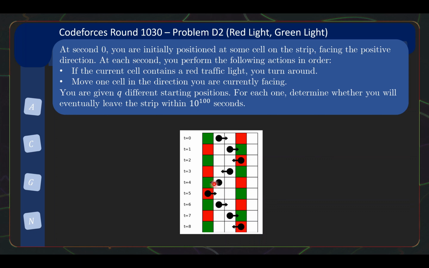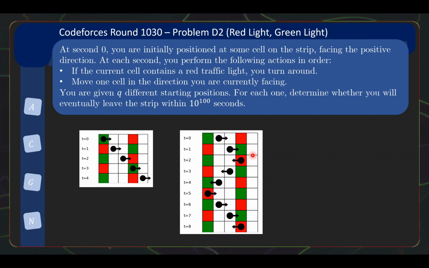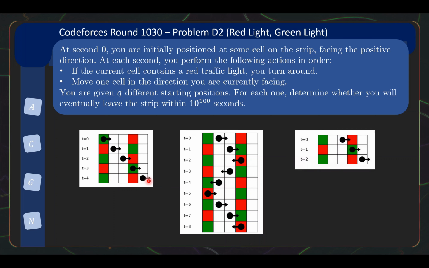So in this scenario, we have already explained why you will be looping. And here's another example. You start here instead. You can very quickly check that actually you end up escaping. And same for this example over here. And just one comment: escaping from the left is also counted as leaving the strip. So you can escape either from the left or the right of the strip.